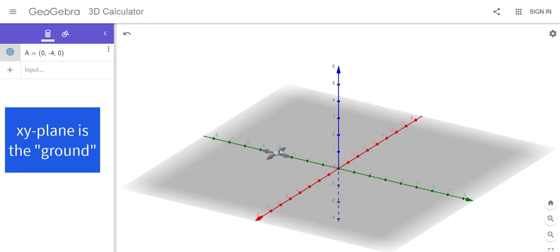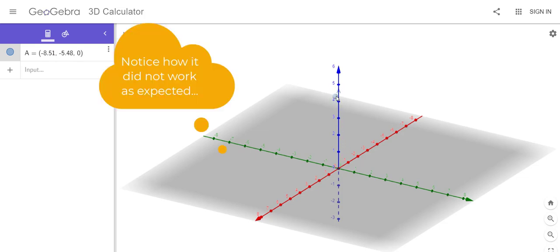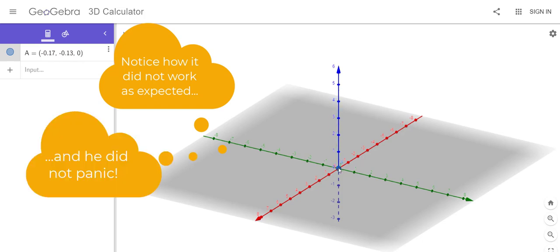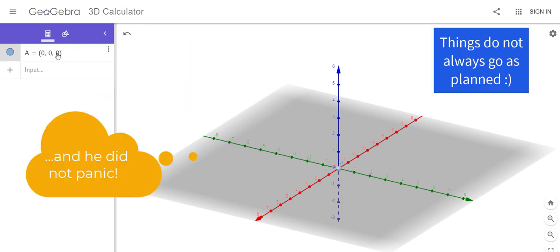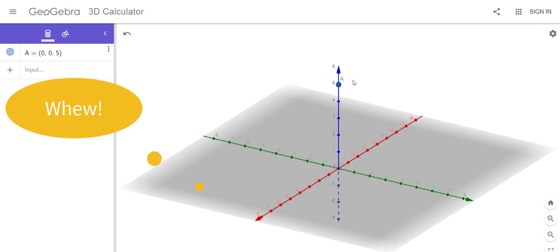0, 0, 5 is a point that I have on my list of problems to look at, so let's just move this one up 5 units. Oh no, I don't think I've got it on the axis, do I? Well, let's type 0, 0, 5 here. There we go. There's a point vertically, 5 units above the ground, so to speak.